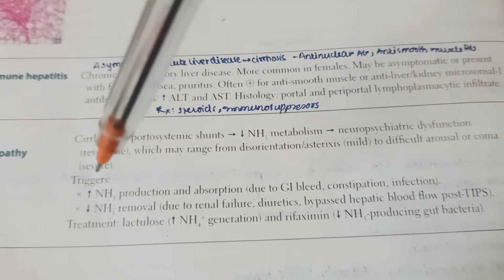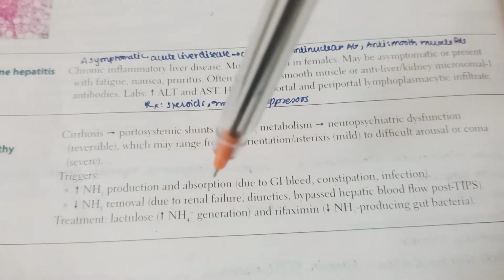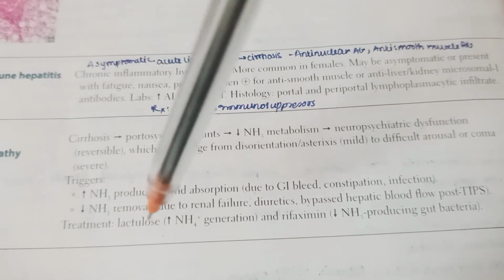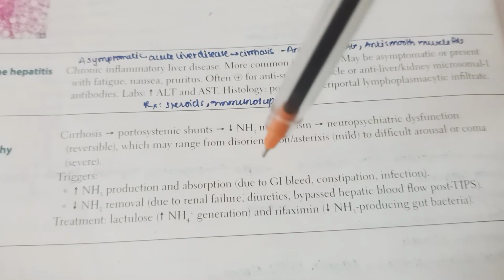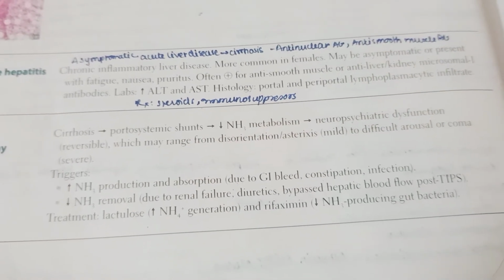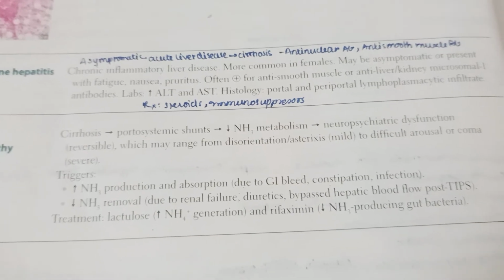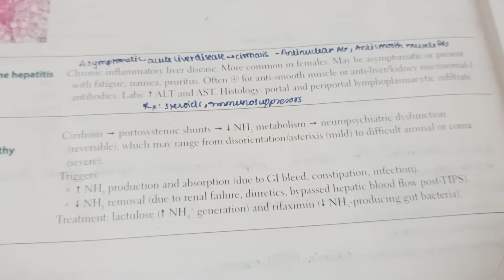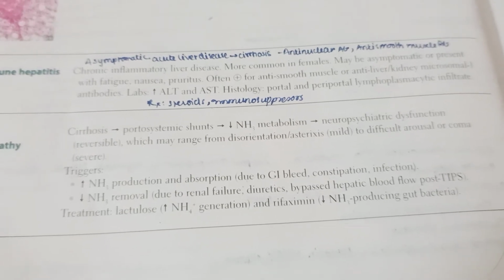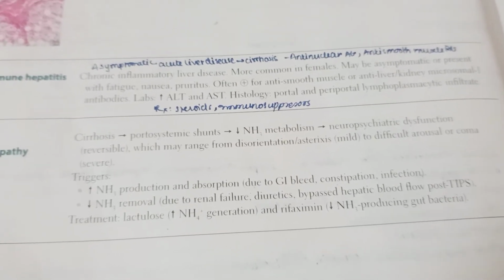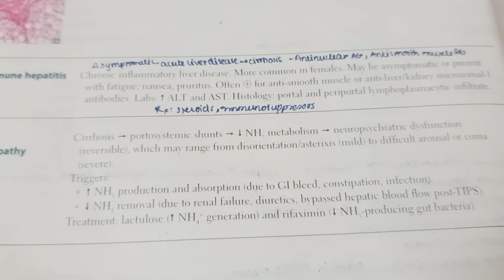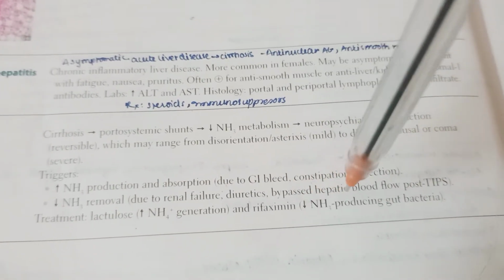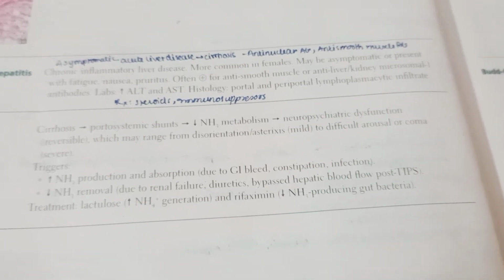Okay, so triggers are increased ammonium production and absorption due to GI bleeding, constipation, infection, and decreased ammonium removal due to renal failure, diuretics, and bypass of hepatic blood flow, like post TIPS. If you even do TIPS surgery, in that you are trying to bypass the liver, so there also you'll get the problem of accumulation of ammonia. Okay, so treatment is lactulose, which decreases ammonium generation, and rifaximin, which decreases ammonium producing gut bacteria.